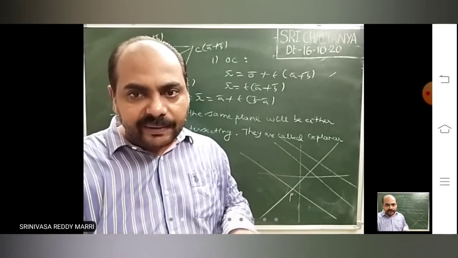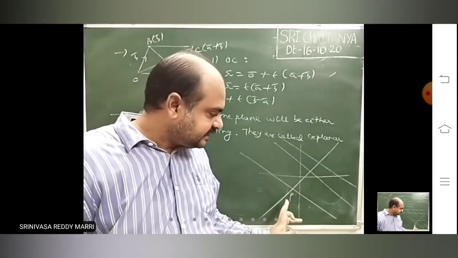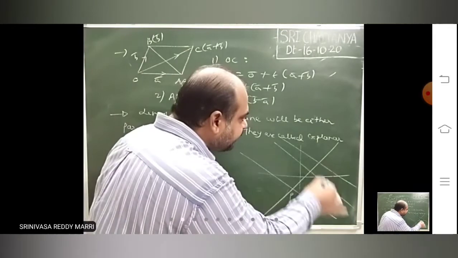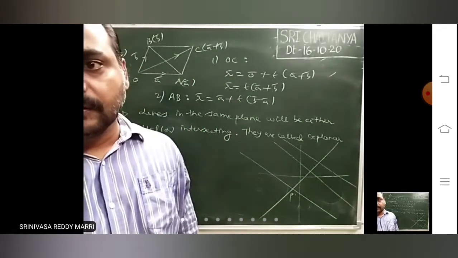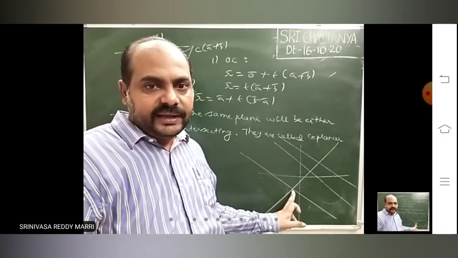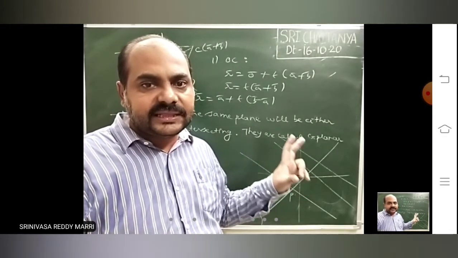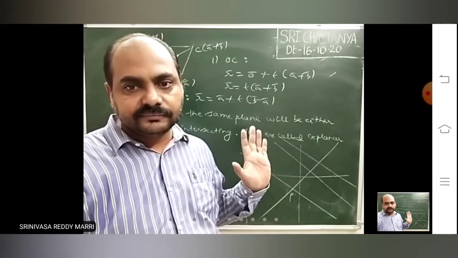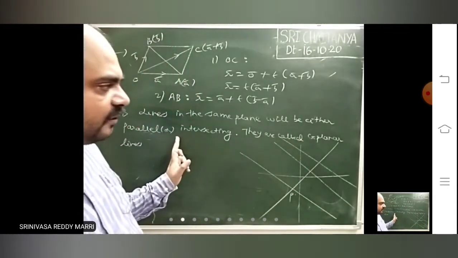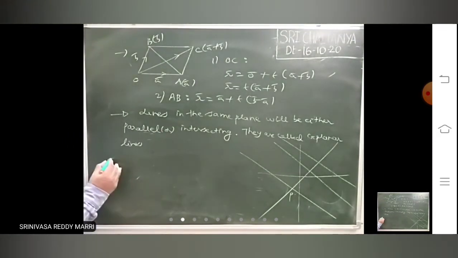You have drawn on a paper, which means what? A bounded region. But the XY plane means what? An infinite region. They will intersect somewhere. You draw on your paper such that they will intersect. Right? That means if they lie in the same plane, definitely they will be either parallel or intersecting. They are called coplanar lines.